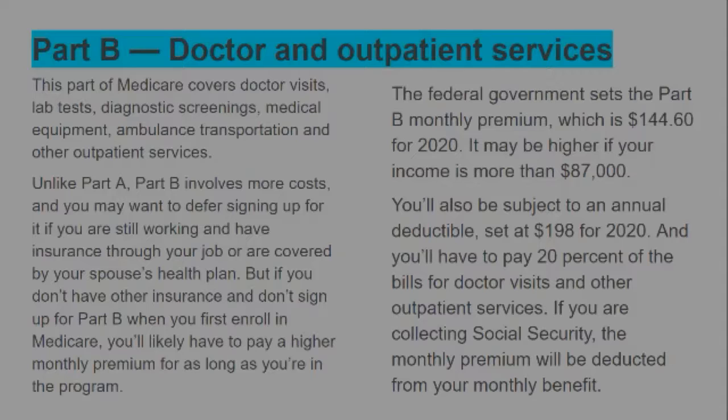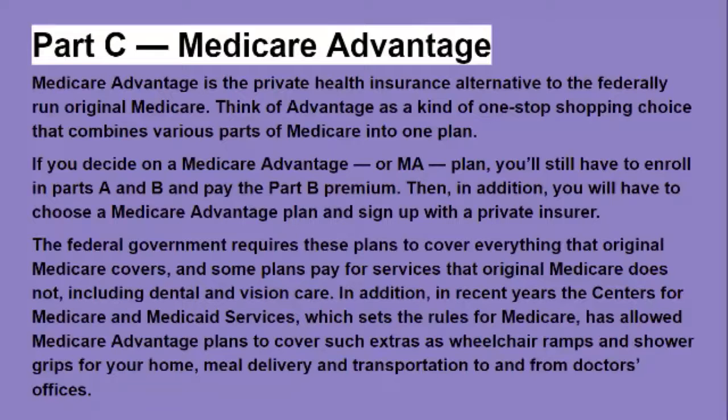The federal government sets the Part B monthly premium, which is $144.60 for 2020. It may be higher if your income is more than $87,000 a year. You'll also be subject to an annual deductible set at $198 for 2020. And you'll have to pay the 20% of the bills for doctor visits and other outpatient services. If you're collecting Social Security, the monthly premium will be deducted from your monthly benefit. Part C, Medicare Advantage.